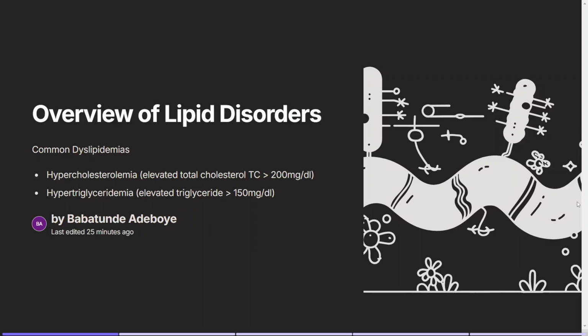So today we are going to talk about lipid disorders, and the common types of lipid disorders, remember from your Step 1 preparation, are hypercholesterolemia and hypertriglyceridemia. The figure should be above 200 for total cholesterol, and for elevated triglycerides above 150 milligrams per deciliter.